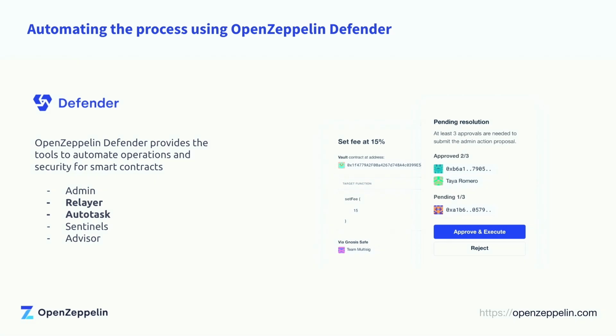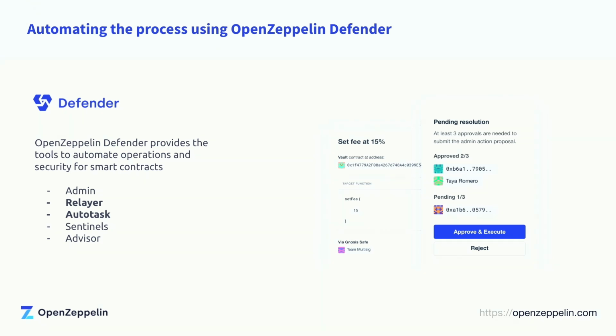The thing is that it is theoretically possible to set this up, but how can I automate this process without worrying about receiving signatures and then posting on demand? So we are using Defender, and basically two of the services that we have. The first one is Relayer, which is a private key management service that we have on Defender, so you can set it up to manage transactions in an automatic way.